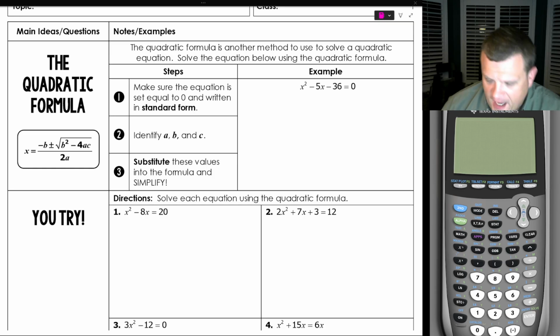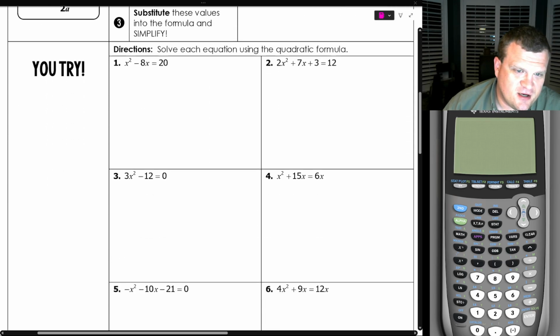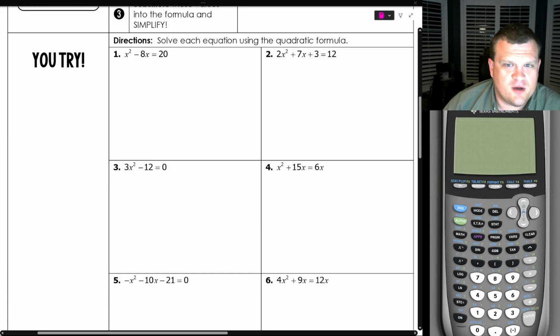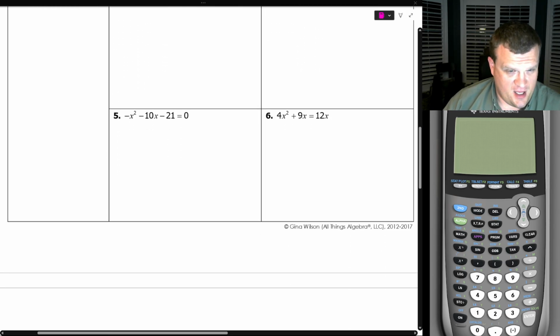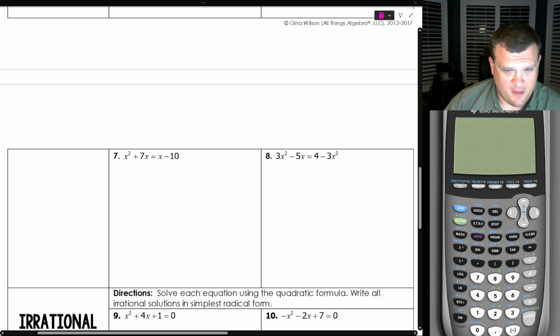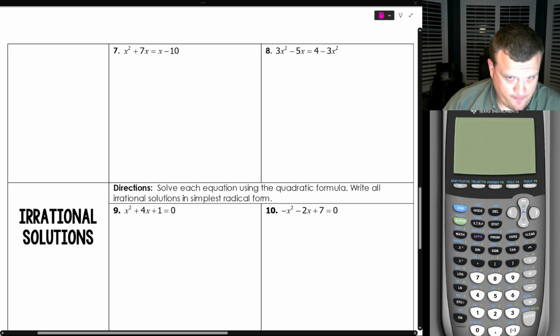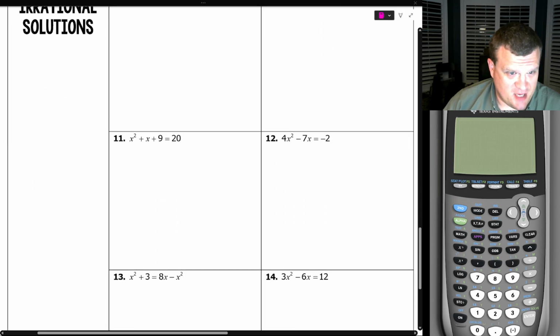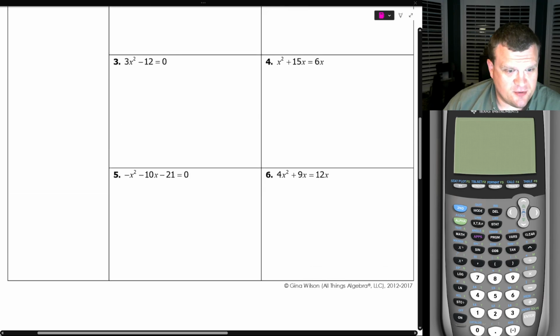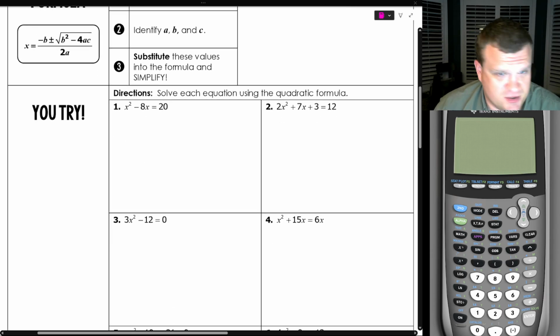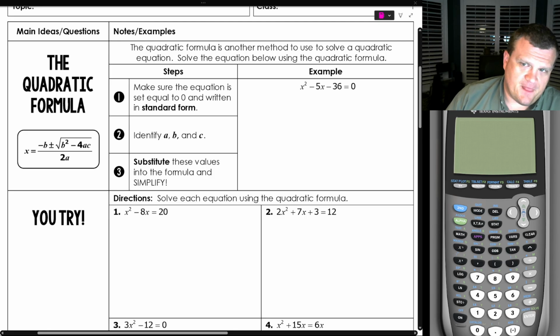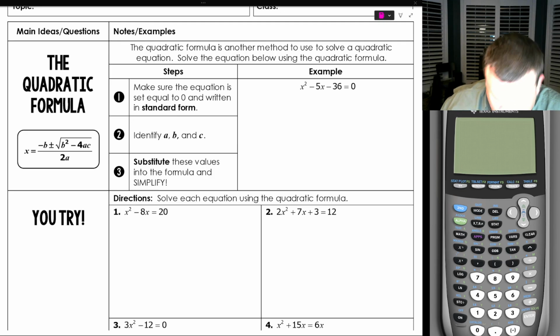We'll go ahead and do these. I'm not going to do all of these samples down here. I'm going to leave some for you guys to do. I'll probably go through the odds, and then I will leave the evens for you to do in practice. And I'll do the same with the irrational solutions. I'll probably do at least two of those irrational solution ones. And that'll be it. So, okay, solving quadratics with the quadratic formula.